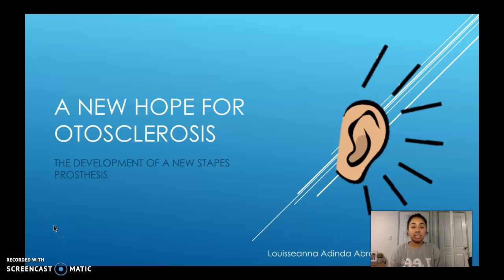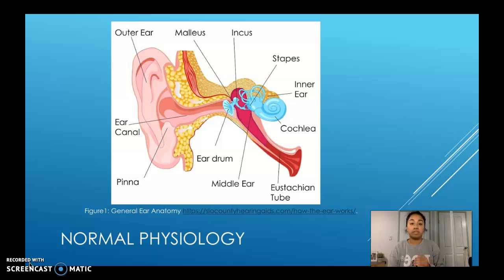Hi, my name is Louisiana Adinda Abraham Jacob, and I'm presenting a new hope for otosclerosis, more so the development of new stapes prosthesis. In regards to normal ear physiology prior to otosclerosis, it involves eardrum vibrations which are passed through three tiny bones in the middle ear. The ossicles then vibrate the sound, projecting sound waves to the inner ear and then the cochlea.